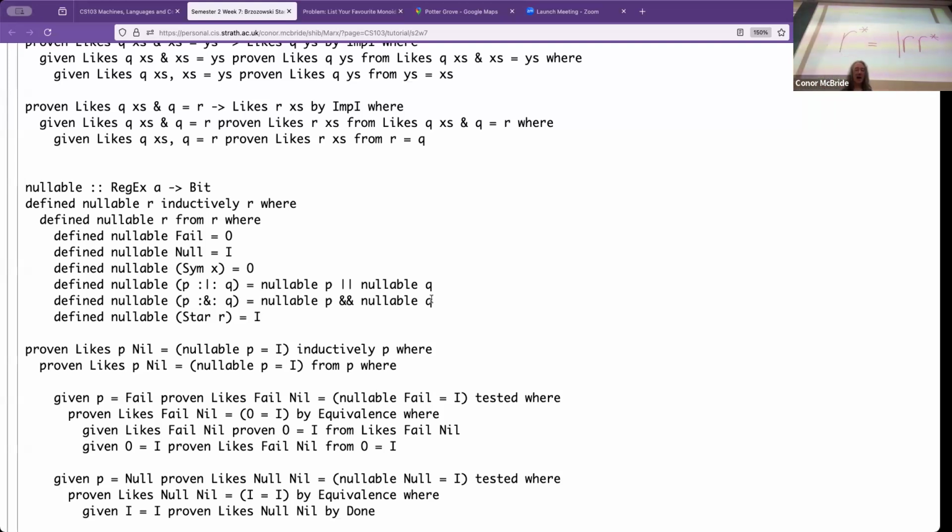In fact, all the choices are in one case, right? This case is the only place where we actually do any work, where we're saying, you know, if the thing is supposed to be nullable, then symbols are not allowed.